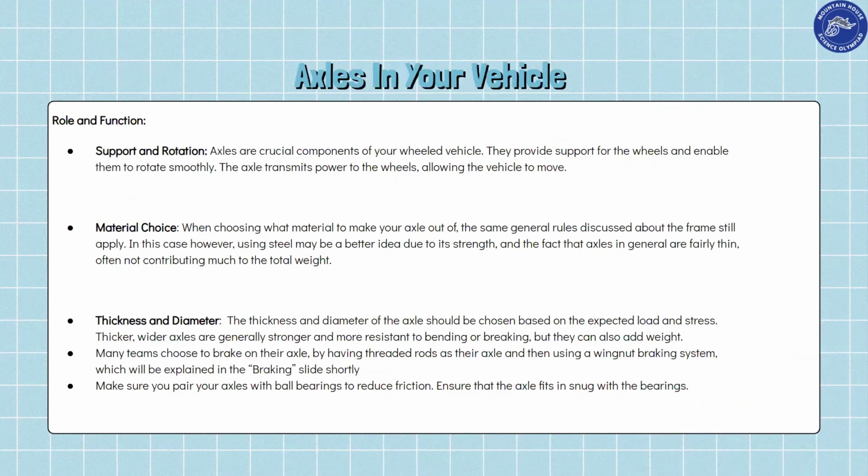So, axles in your vehicle: role and function. For support and rotation, axles are a crucial component in your wheeled vehicle, as well as your scrambler. They provide support for the wheels and enable them to rotate smoothly. The axle transmits power to the wheels, which allows your vehicle to actually move.